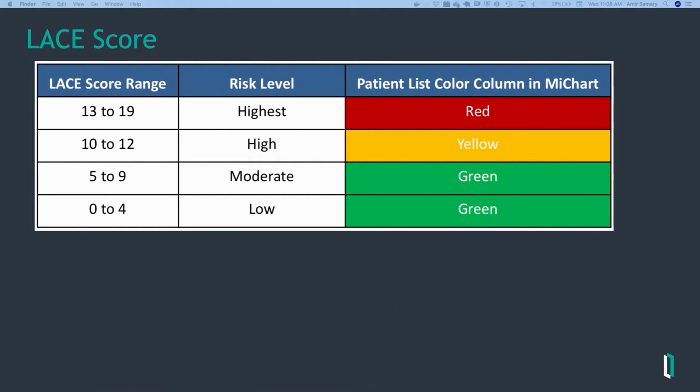Now, some of the EMRs would say, okay, if I can have visual cues to indicate that below 10 is green, above 10 is yellow, above 13 is red, this will be a very good visual cue to provide to the organization. You'll see examples of how organizations are doing that in their EMR. And of course, Amir also built out a patient list demonstration module to show that we can also show this from the LACE score point of view.